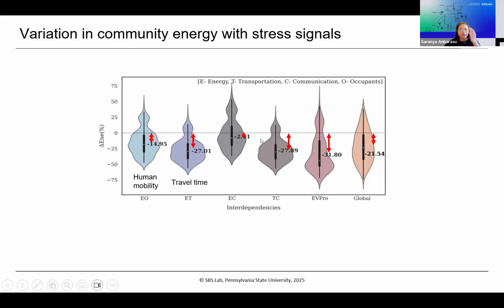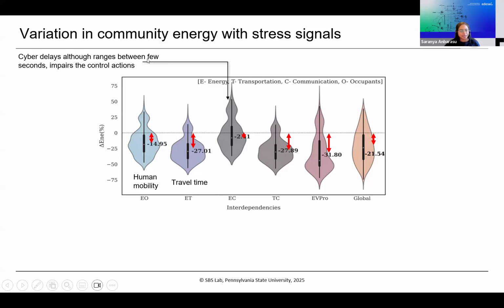Because there are more people stagnant on roads, there's loss of packets, so there are so many things contributing to this lower consumption. And here, among the human mobility, transportation, travel time, and communication and transportation, all were looking very similar.